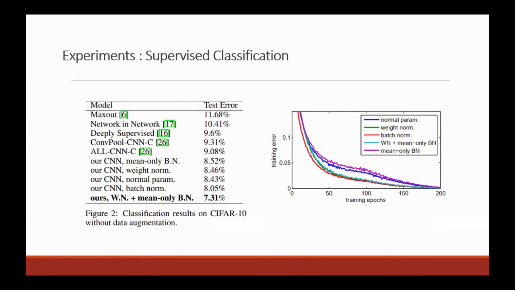But batch normalization does better here at 8.05% error. But mean-only batch normalization combined with weight normalization has the best performance, 7.3% error, and does much better than mean-only batch normalization. As the final result, we figure out that weight normalization and normal parameterization obtain almost the same result as batch normalization. Maybe batch normalization is a little bit better, but not by much. But the interesting fact is that mean-only batch normalization combined with weight normalization outperforms the others in supervised classification here.